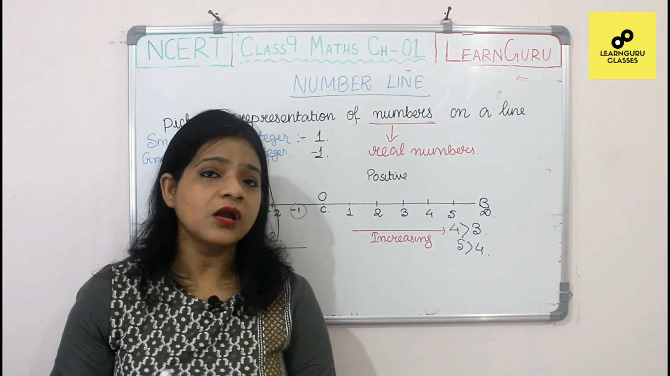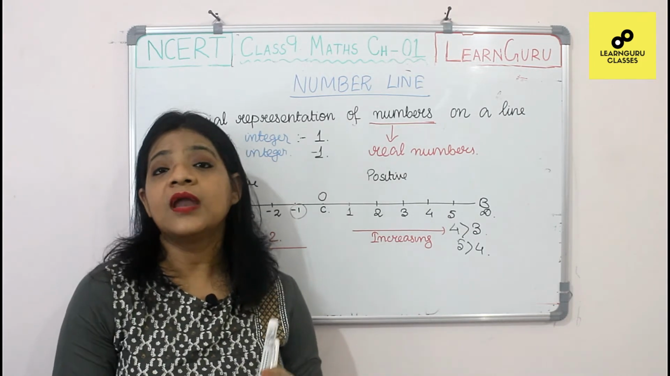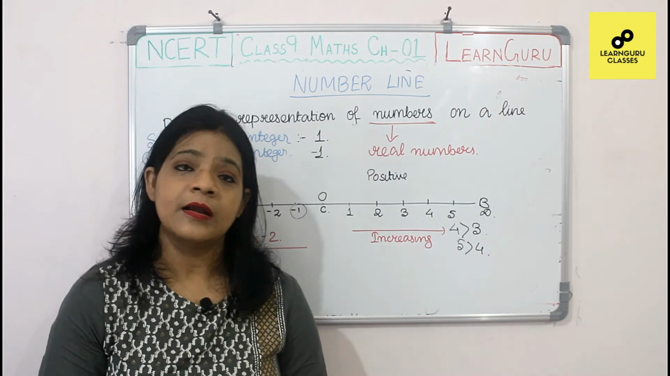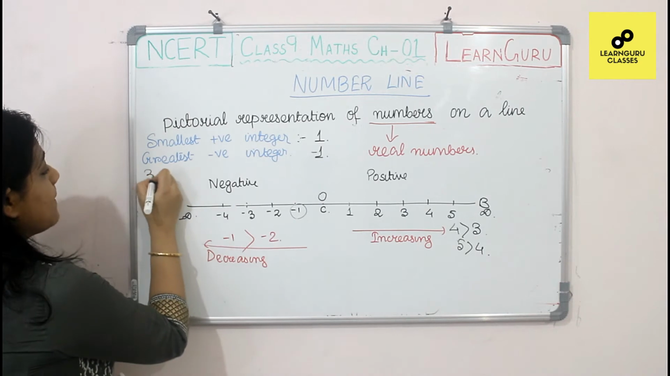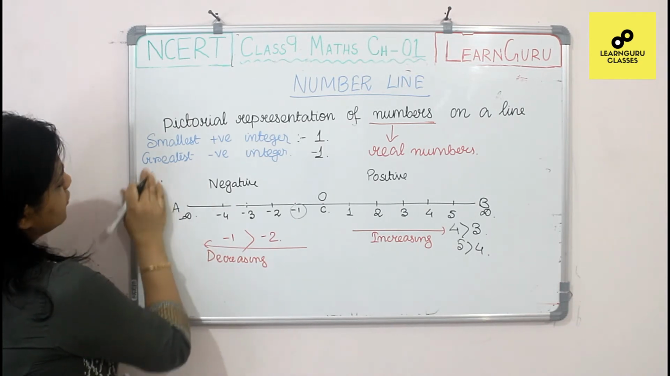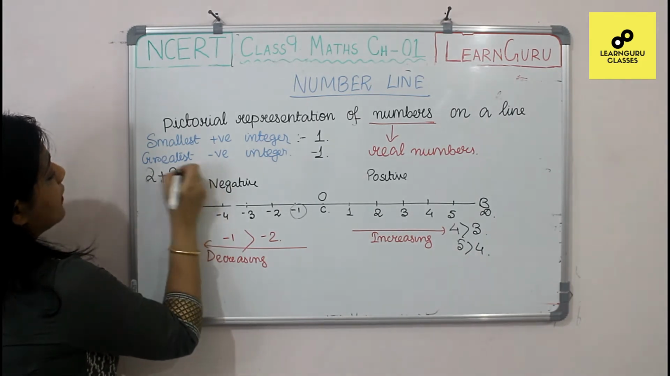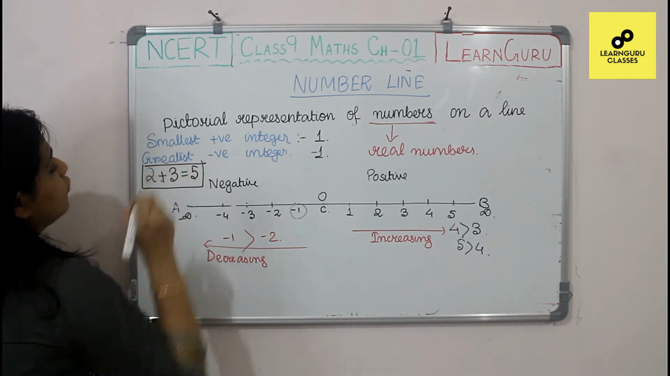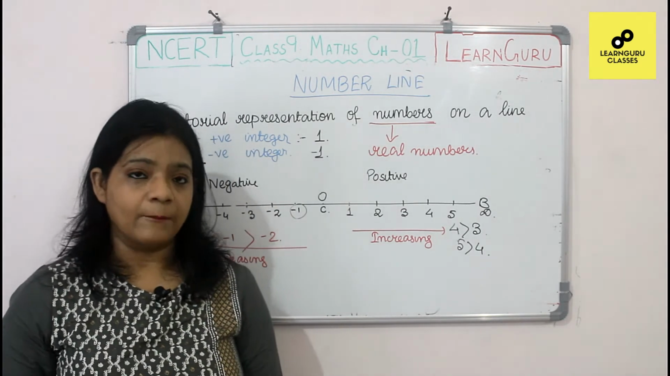These things are not included in your syllabus, but I will show you how you can add two numbers on the number line. So let's add 2 plus 3 equal to 5 on the number line. You have to add two numbers to show the result on the number line.